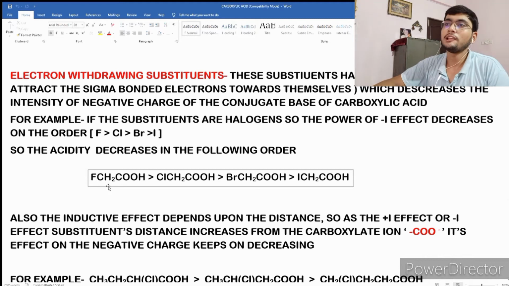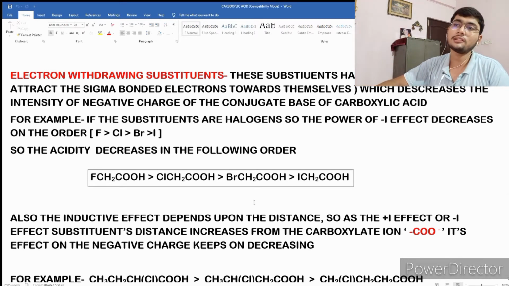So that's why you see this is fluorine attached to this carboxylic acid, so this will be most acidic, as it will reduce the intensity of negative charge of conjugate base to the most. Then comes the chlorine, then bromine, and then iodine.